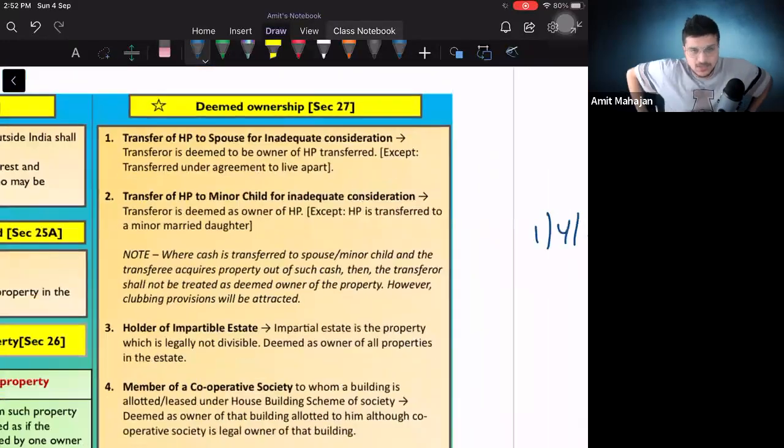Now the last section, Section 27, deemed ownership. If you see the definition of ownership, you are not falling under the definition of ownership, but the income tax department is telling you, even though as per the definition you are not falling under the definition of ownership, we will consider you as the owner of the residential house property.